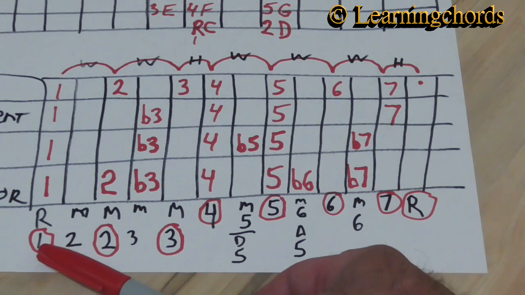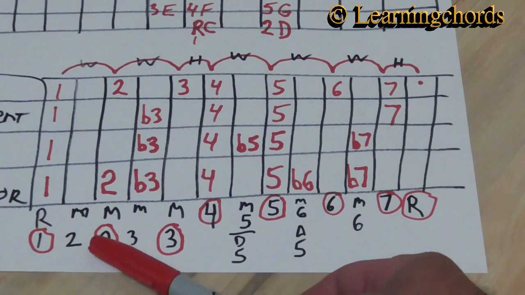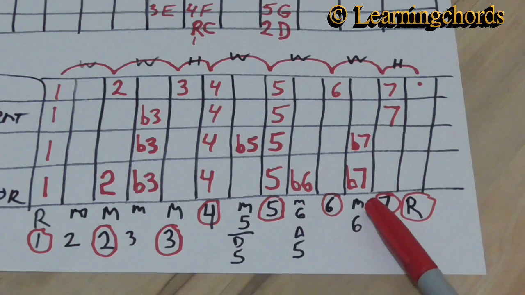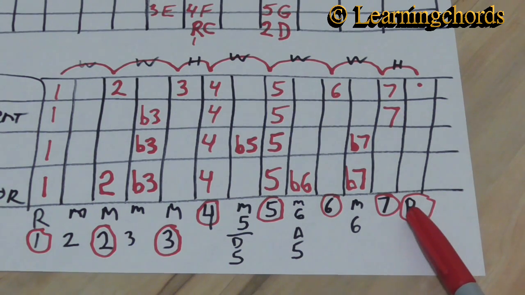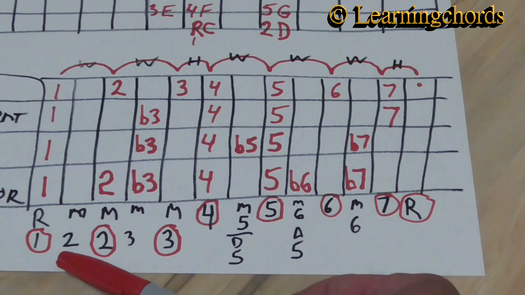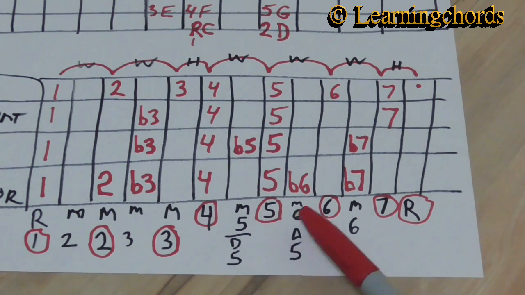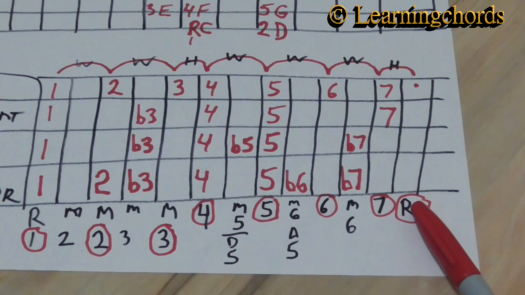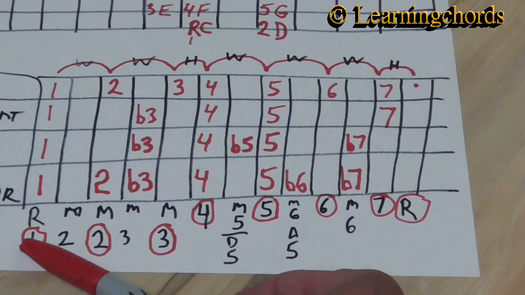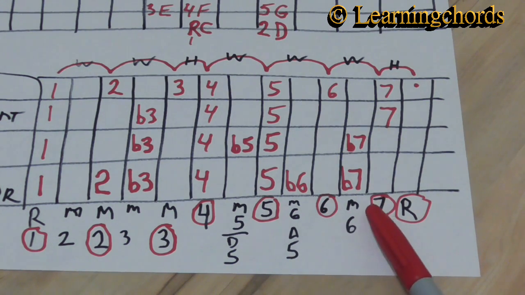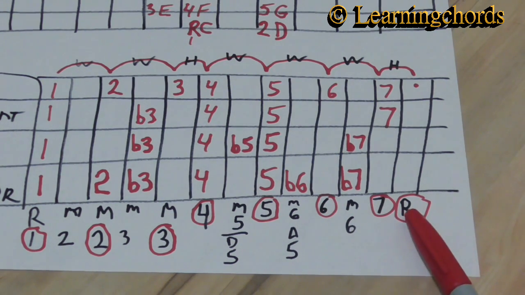That would be C, D, E, F, G, A, B, and then we would start over again with the root note C. That would be your whole, half, whole, half that you know. Or it would be your do, re, mi, fa, sol, la, ti, and then you're starting again with do. Okay, so if you understand that, we are doing really good.